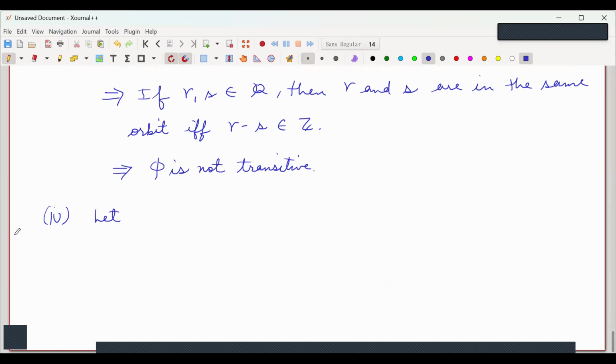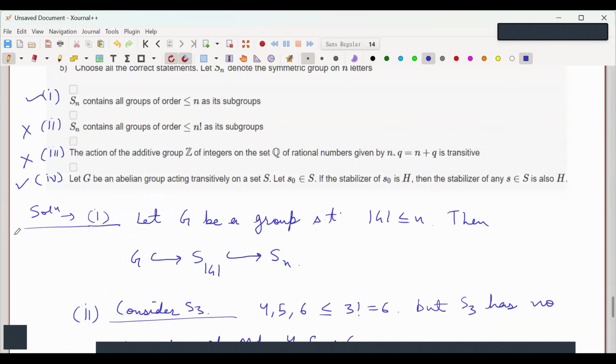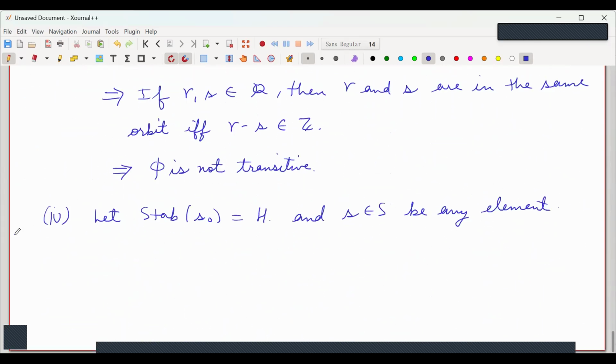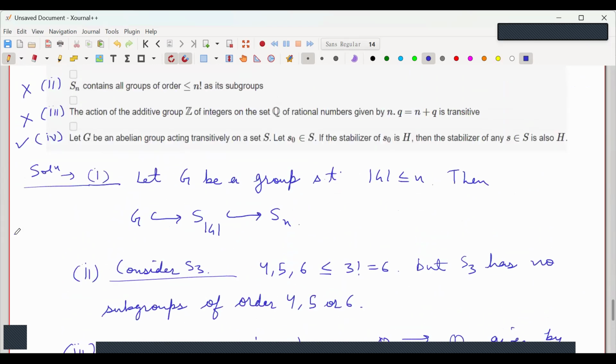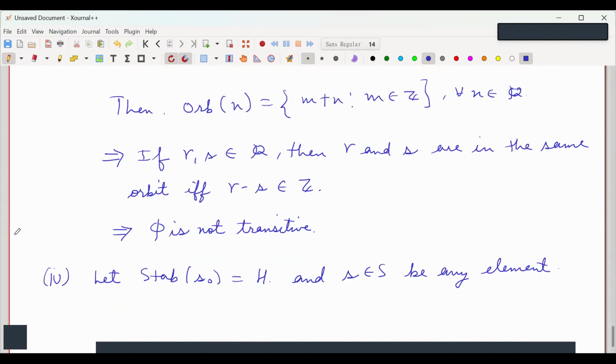So let the stabilizer of some S naught be H, and small s belongs to S be any element. We need to show that the stabilizer of small s is also H. That's what the question is asking, right? If the stabilizer of S naught is H, then the stabilizer of s belonging to S is also H.